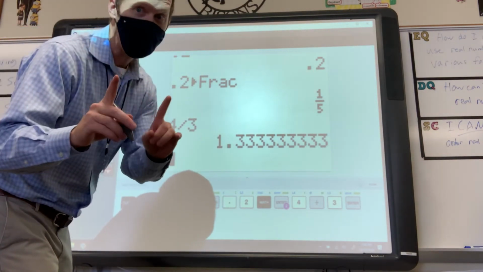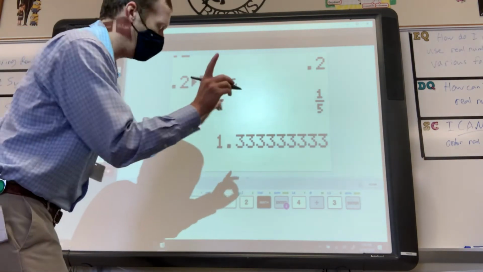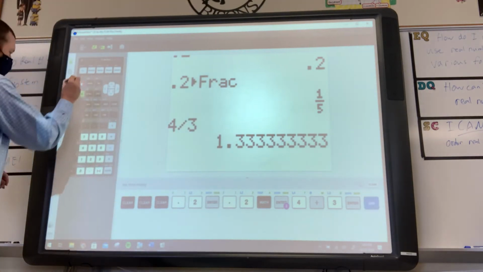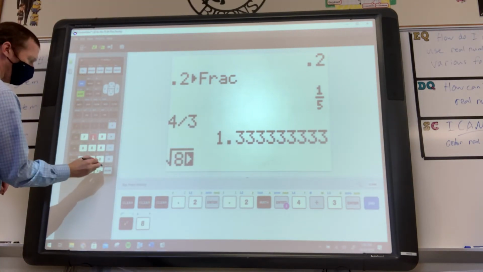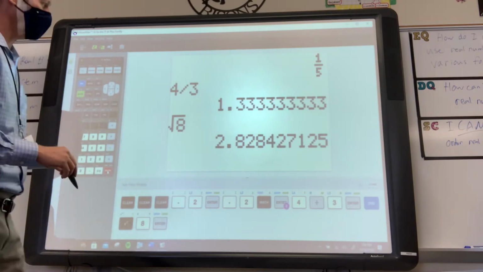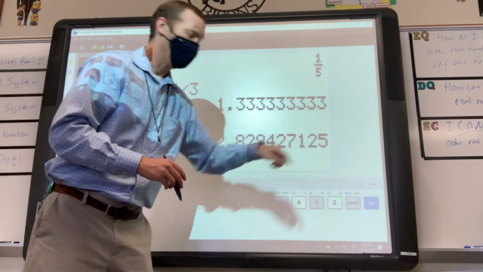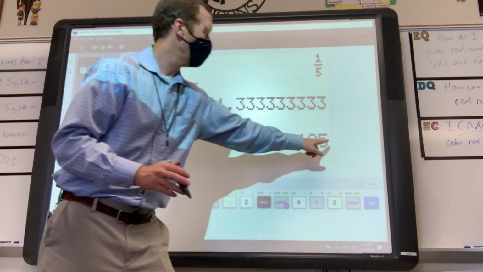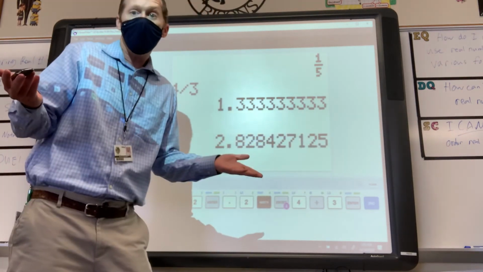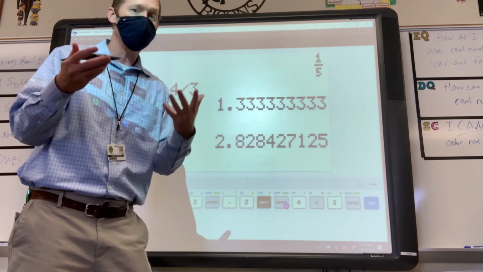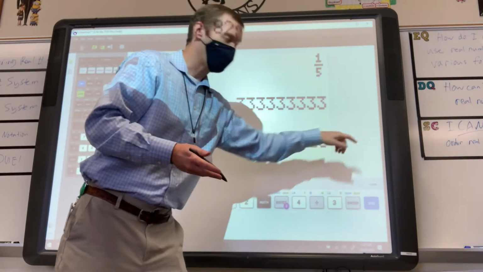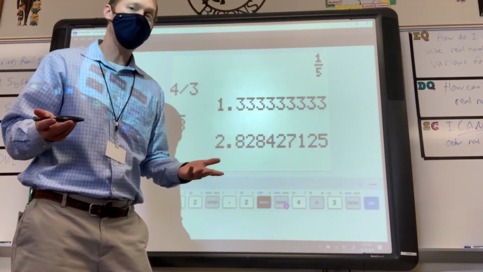Now, the difference would be something like this. If I typed in square root of 8, and Ms. Walton's going to talk about this in a minute, 2.828427125. If I asked all you guys, what number do you think comes next? None of us have any logical reason to be able to figure out what the next decimal would be in that line because we don't see any pattern.